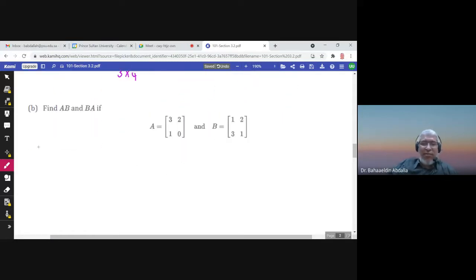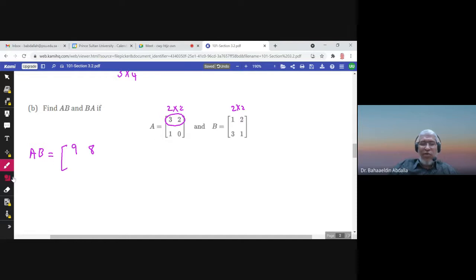Again, another example, how to find AB. Well, this is 2 by 2, and this is 2 by 2. So AB would be 2 by 2. First, I multiply the first row by the first column. So 3 times 1 is 3, plus 2 times 3 is 6. 3 plus 6 is 9. And now the first row times the second column. 3 times 2 is 6, plus 2 times 1, so the answer is 8.